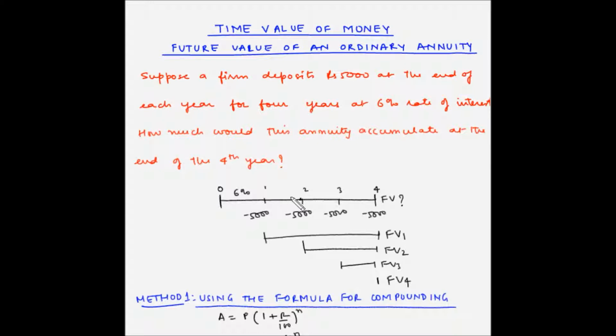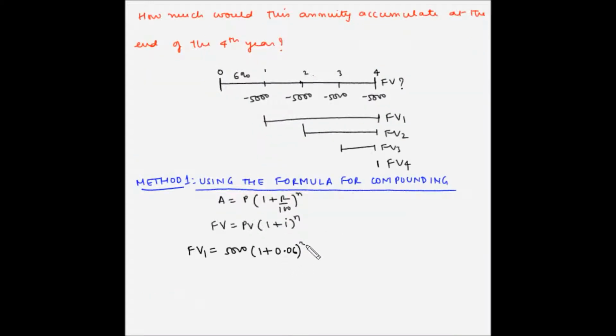So it will gain 6% at the end of the second year, then at the end of the third year again 6%, and at the end of the fourth year again 6%. So the total time frame for which this first investment will attract interest is 1, 2, and 3, so here n is 3. This becomes 5,000 × 1.06 to the power 3. We'll calculate this amount later.